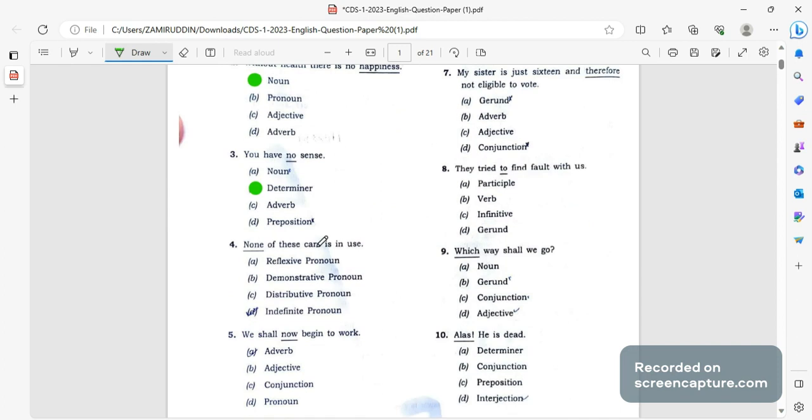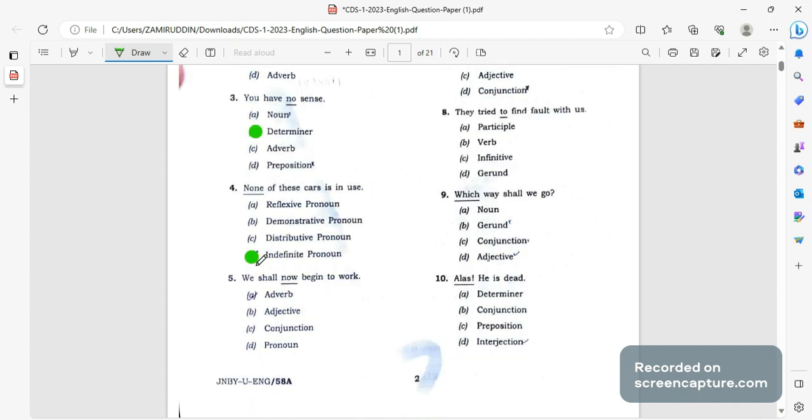None of these cars is in use. Whatever cars I have, none are in use. So about the cars, none is an indefinite pronoun, where the number of cars that I have is not determined. It is not a definite number, it is indefinite. I don't know the number, so none is an indefinite pronoun.